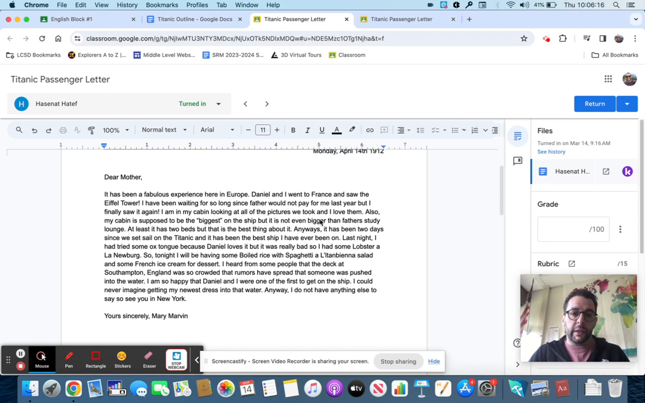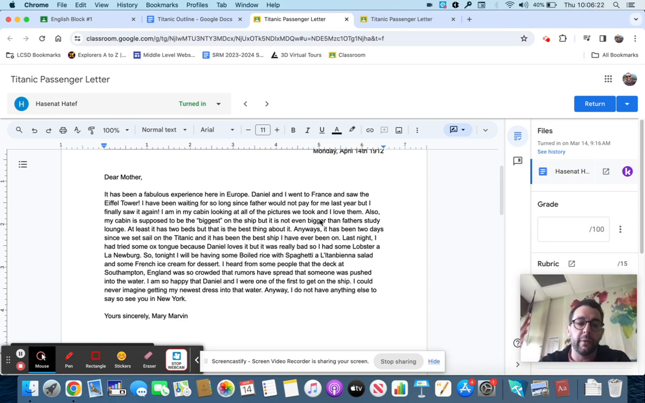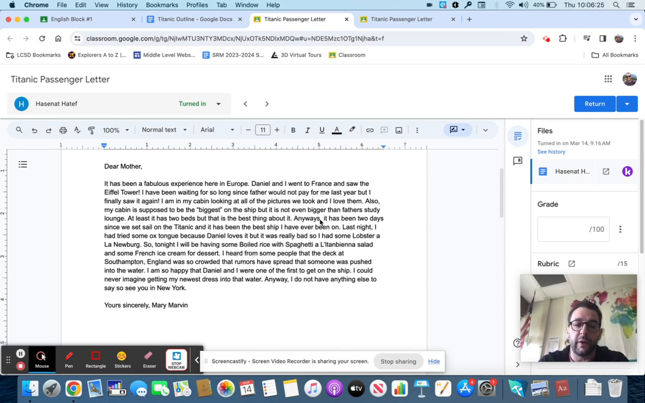Second example here. Dear mother, it's been a fabulous experience here in Europe. Daniel and I went to France and saw the Eiffel Tower, and I've been waiting for so long since father would not pay for me last year, but I finally saw it again. I'm in my cabin looking at all the pictures we took, and I love them. And also, my cabin is supposed to be the quote biggest on the ship, but it's not even bigger than my father's study and lounge. This person's clearly first class. Okay. She's complaining that the first class accommodations aren't very nice. So she's a little bougie there.